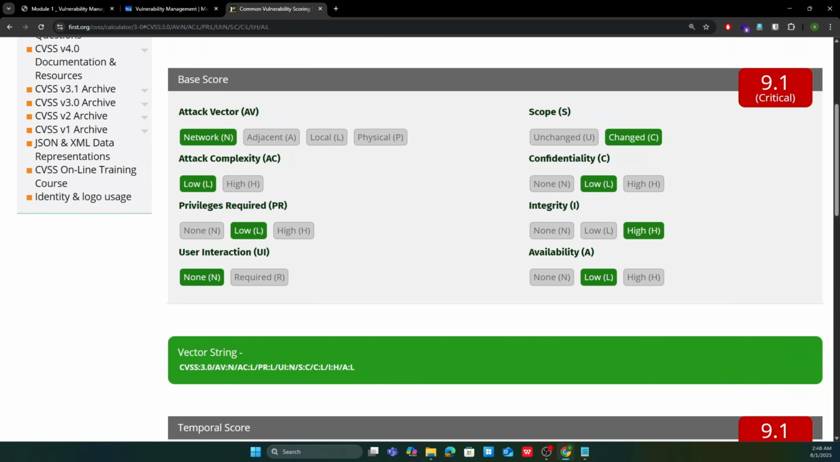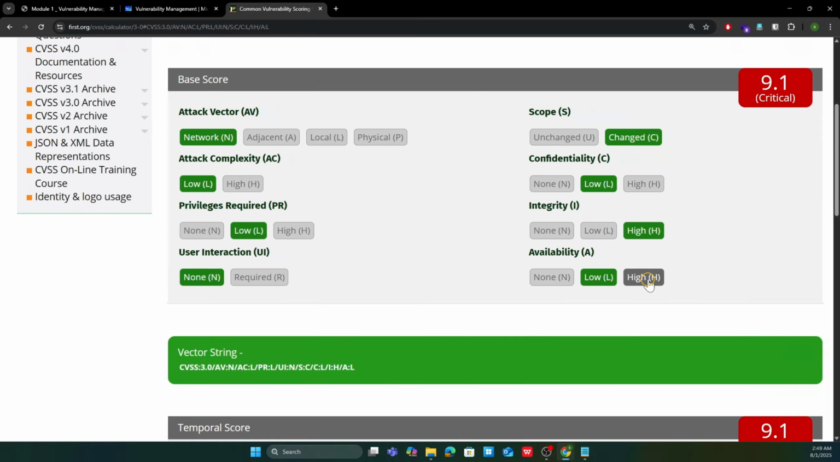And this is a vector string that is always visible for every vulnerability. In every vulnerability scanning tool, this is made available. If you go to Nessus, OpenVAS, or ManageEngine, everywhere this would be written: CVSS, the scoring system, version 3.0, attack vector is network, attack complexity is low, privileges required is low, user interaction is none. Scope is changed, confidentiality is low, integrity is high, and availability is low. Based on these, it gives you the score.